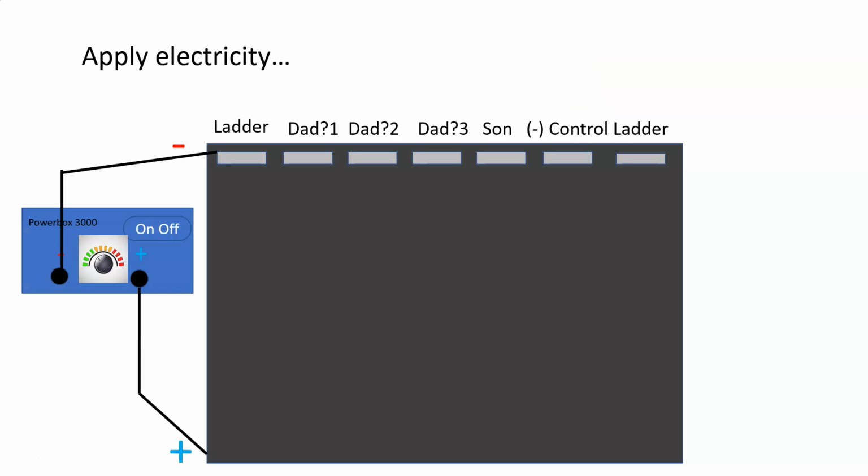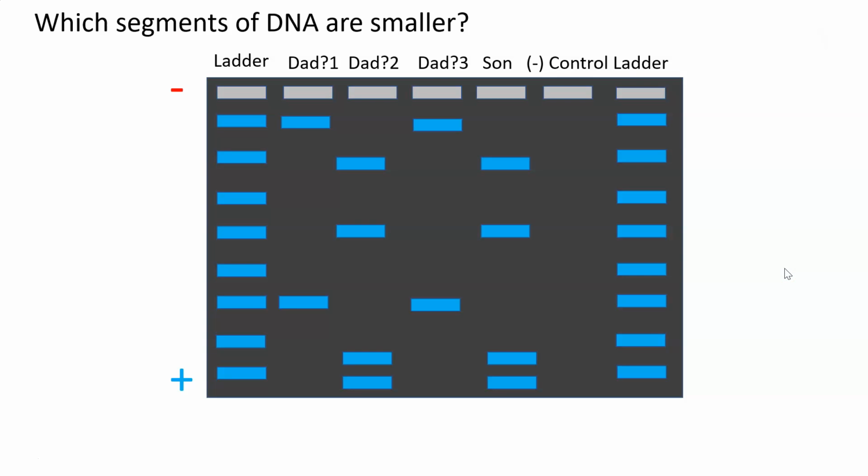Let's go ahead and apply our electricity using our PowerBox 3000 thing, and let it run for a bit. Or if you're like my friends, you jack up the voltage all the way and you let it run for about 5 minutes, and it's ugly, but it usually works.